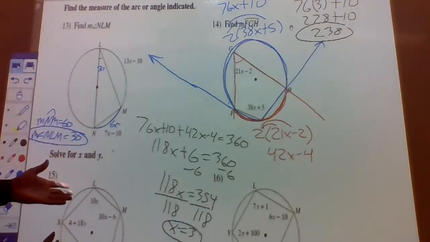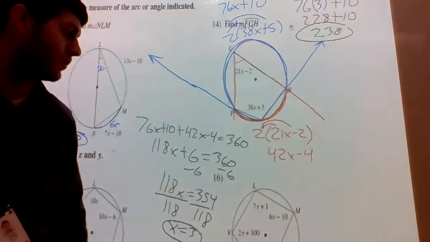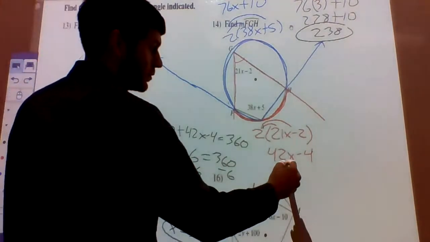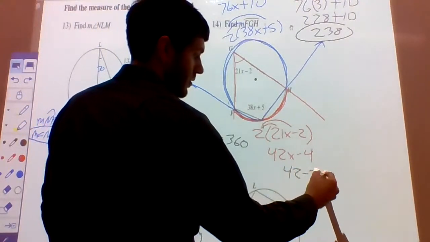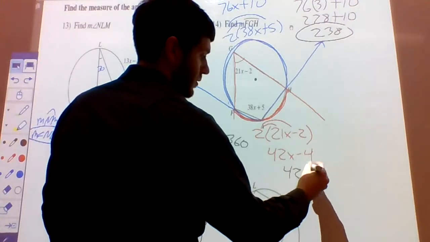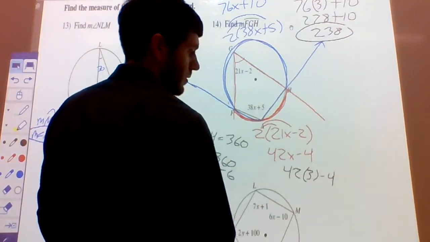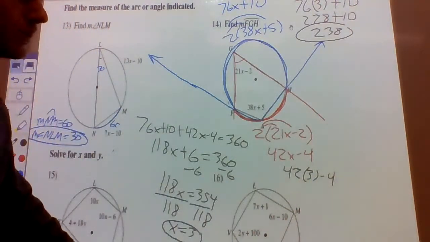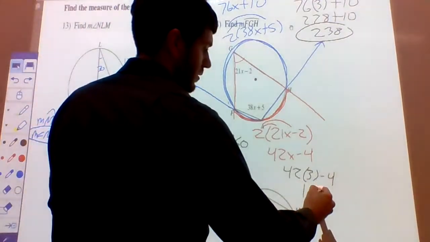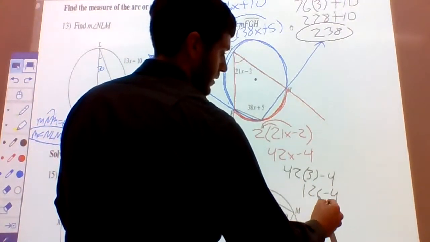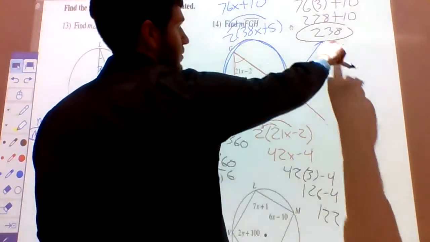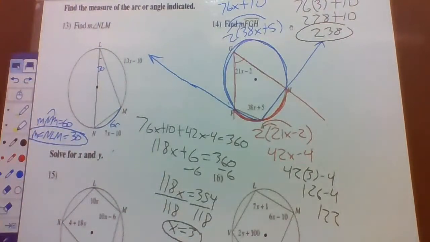If we want to just check our answer, we said this one was 42x minus 4. So 42 times 3 minus 4. That's 126 minus 4 is 122. 122 plus 238 is 360. Yep. So we know we got the right answer, 238.